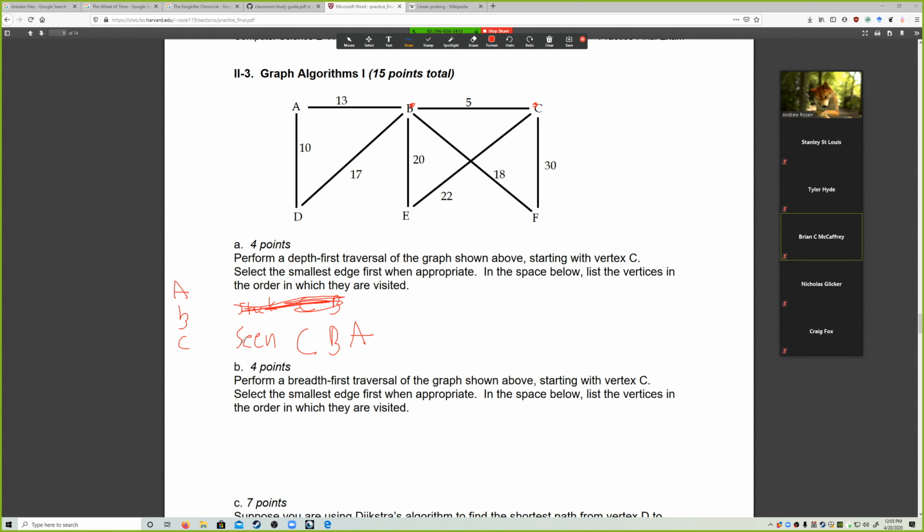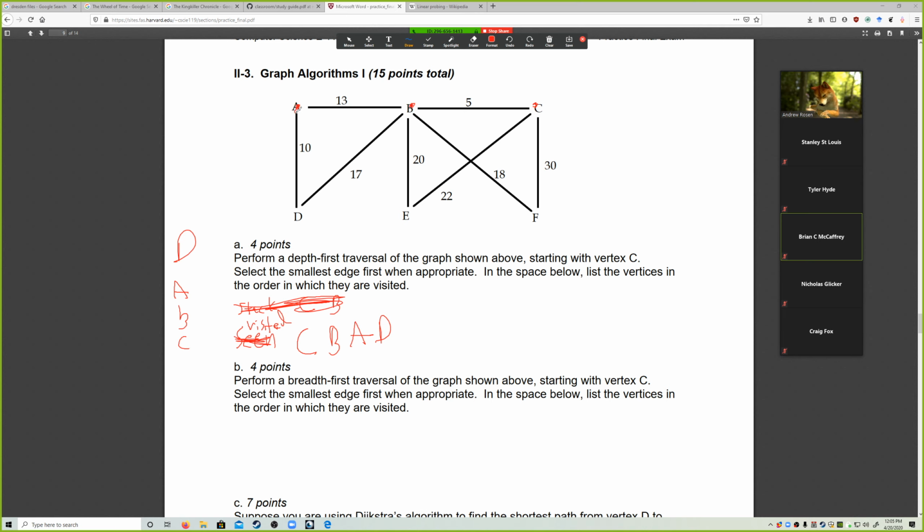Or rather, this probably gets a better name with visited. So now I'm at A. A can go to B, which has been visited already, so that's no good. And D, I could go to D, which hasn't. Well, that's my only valid choice, so I'm going to go to D.